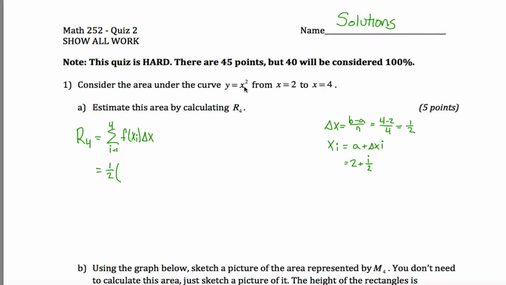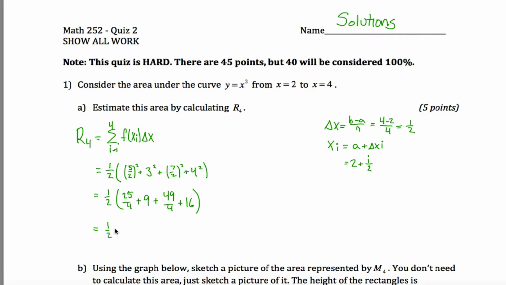Well, f of x is x squared. So what I have to do is figure out x1 squared. Well, x1 is 2.5, aka 5/2. So x1 squared would be 5/2 squared. And x2 would be 2 and 2/2, aka 3. So x2 squared would be 3 squared. And so on, we get 7/2 squared plus 4 squared. And now if I just do some calculations here, let's see, 5/2 squared is 25/4. 3 squared is 9. 7/2 squared is 49/4. And 4 squared is 16.